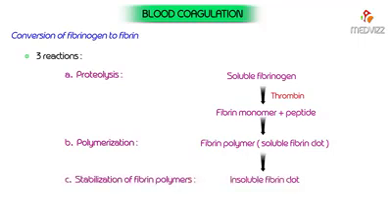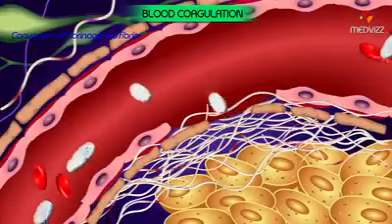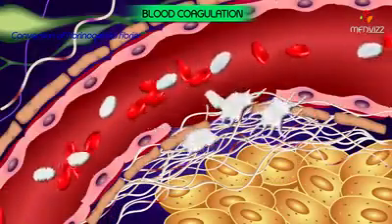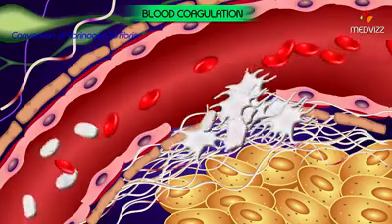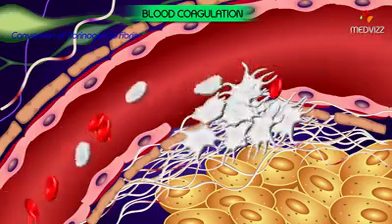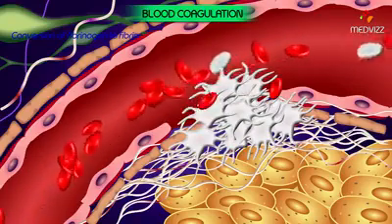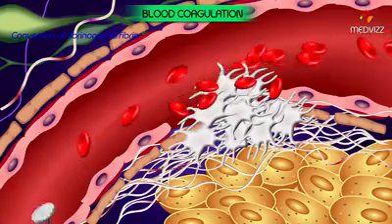Stabilization of fibrin polymers. Fibrin stabilizing factor, which is factor 13, is activated by thrombin to form activated factor 13, which in the presence of calcium causes formation of covalent cross-linkages between fibrin threads, thus adding tremendous strength to the fibrin meshwork. The fibrin meshwork traps the remaining components of plasma and blood cells to form a solid mass called clot.